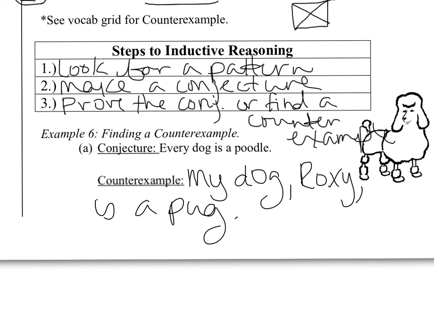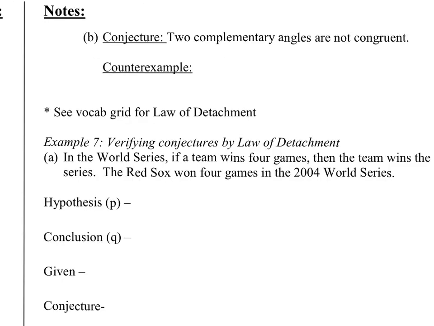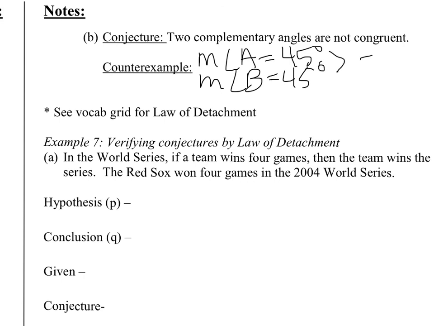Okay. So you try this one. Two complementary angles are not congruent. Pause and try to come up with a counterexample. Okay, so my counterexample, the measure of angle A is 45 degrees and the measure of angle B is 45 degrees. So I can see that 45 and 45 are congruent, and 45 plus 45 is 90, so they are also complementary. So I have found two complementary angles that are congruent, so that disproves my conjecture.